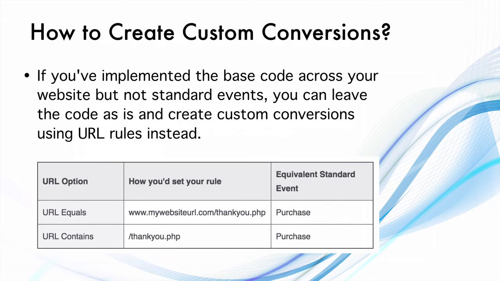So basically what happens is that according to Facebook, if you have implemented the base code across the website but not standard events, you can leave the code as it is and create custom conversions using URL rules. So basically what I have done is that whenever I advertise to get people for my free digital marketing course, I see if people confirm their email ID and go to the thank you page. So if they go to the thank you page, then it is counted as a conversion. Towards the end of this video, I will show you inside my account how I have set it up. So basically you can put a rule that the URL equals or URL contains this particular set of words, and if people reach this particular URL, then it is counted as a conversion.